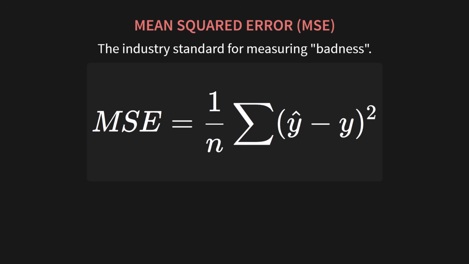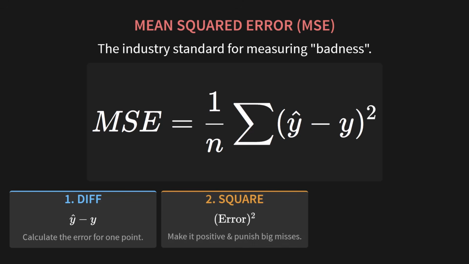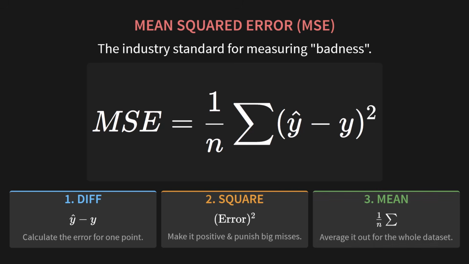We just do 3 things. First, the difference. We calculate the error for a single point. That's just y hat minus y, the prediction minus the actual value. Second, we square it. We take that error and multiply it by itself. This does 2 very important things, which we'll get to in a second. And third, the mean. We do this for every point in our data. Add up all those squared errors and then just find the average. That gives us one single number, our final score.